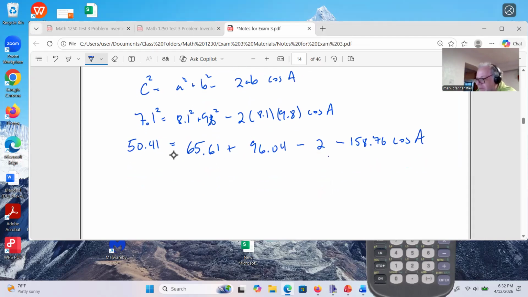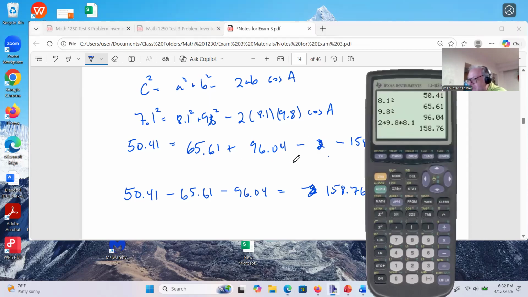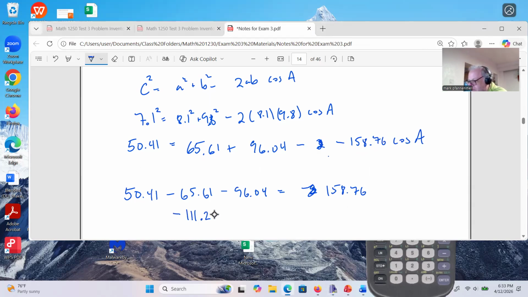So we're going to have to go ahead and figure some stuff out. We have to put stuff on the other side. So let's go ahead and do the arithmetic that we have on the other side here. I have 50.41 minus 65.61 minus 96.04. And we're just going to type that in. So we have negative 111.24. All right.